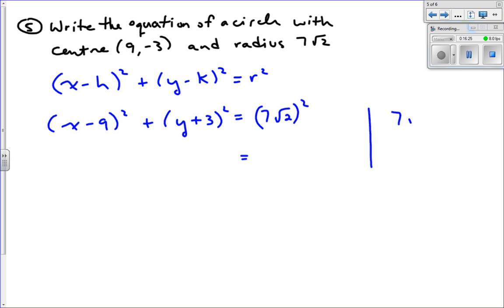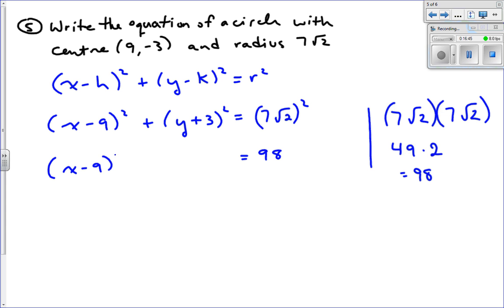So 7√2 times 7√2. The 7 times the 7 gives us 49. Root 2 times root 2 gives us 2, so that gives us 98. So the r squared is 98, and we have (x − 9)² + (y + 3)² = 98.